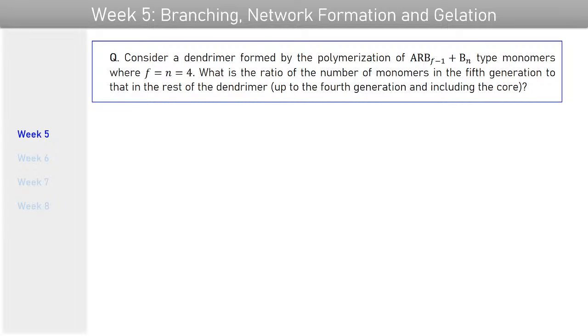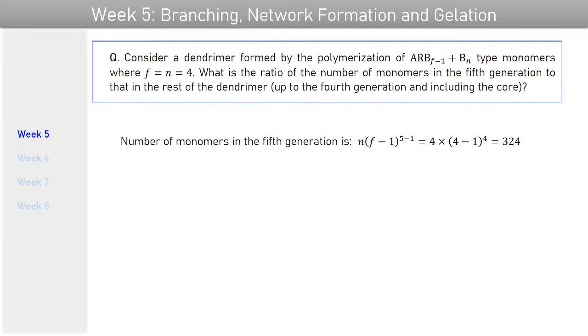Here what I'll do is just briefly discuss an example problem. A problem like that might have appeared in one of the assignments that you got. It involves dendrimers. We have a dendrimer which is formed by the polymerization of AR BF minus 1 plus BN type monomers, where F is the functionality of the functional group B in the ARB type monomer, and that is given, and the value of N is also given.